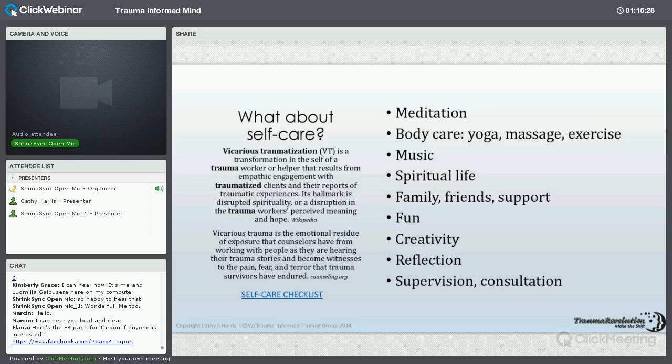Do we have family and friends and people that we can turn to for support? Especially if you're a therapist, people are leaning on you basically all the time. And where do you get to have that? Fun is very important, as is creativity, reflection, and when you need it, supervision and consultation is very important. Just having someone to talk to, sometimes to vent. We all need to vent, even when we're being compassionate. Sometimes we just need to vent a little bit. But do we have a private place that we can do that?